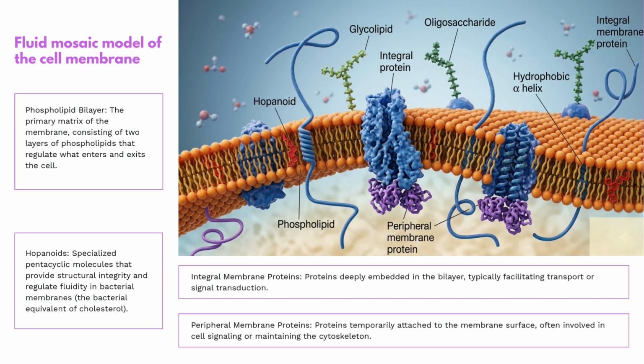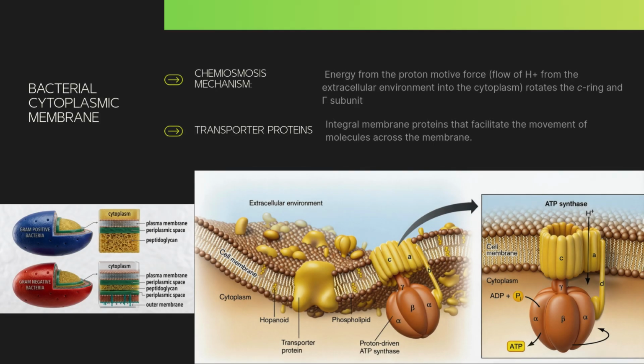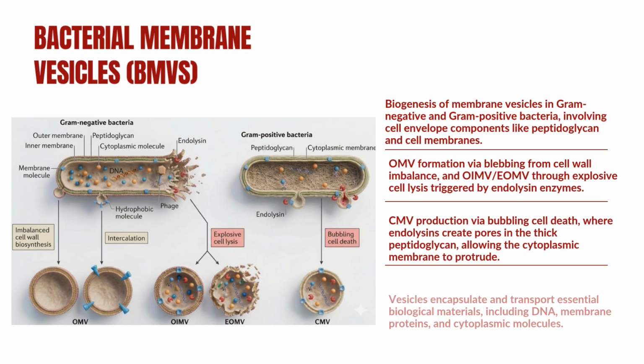The primary functions of the cytoplasmic membrane include selective permeability, regulating the molecular traffic entering and exiting the cell. Passive diffusion, the movement of substances from high to low concentration without energy expenditure. Active transport, the movement of solutes against a concentration gradient, requiring metabolic energy and specific carrier proteins, a process essential for concentrating nutrients in oligotrophic environments.